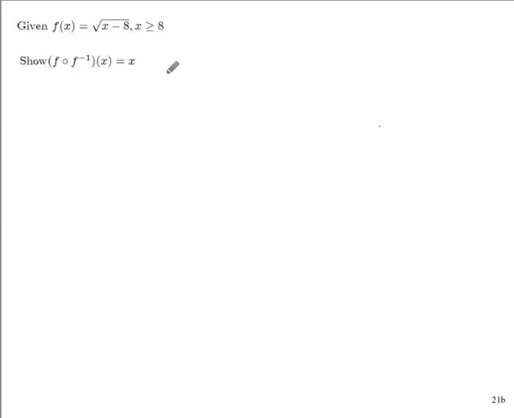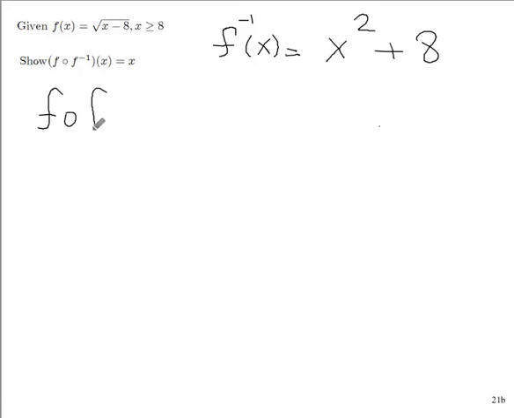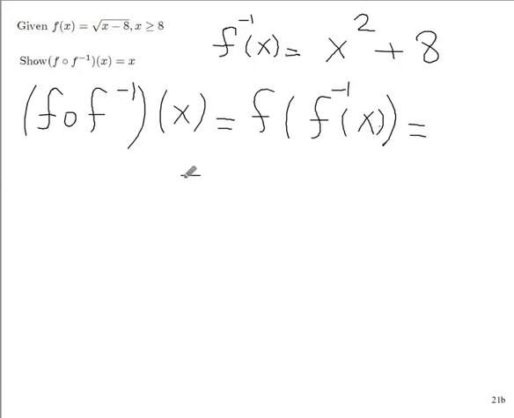Given f of x equal to square root of x minus 8, where x is greater than or equal to 8, we want to show that the composition of f with respect to its inverse of x is equal to x. We found the inverse of f previously as x squared plus 8. So the composition of f with its inverse is equal to f of the inverse of x. I know that the inverse of f of x is x squared plus 8. So we want to find f of x squared plus 8.